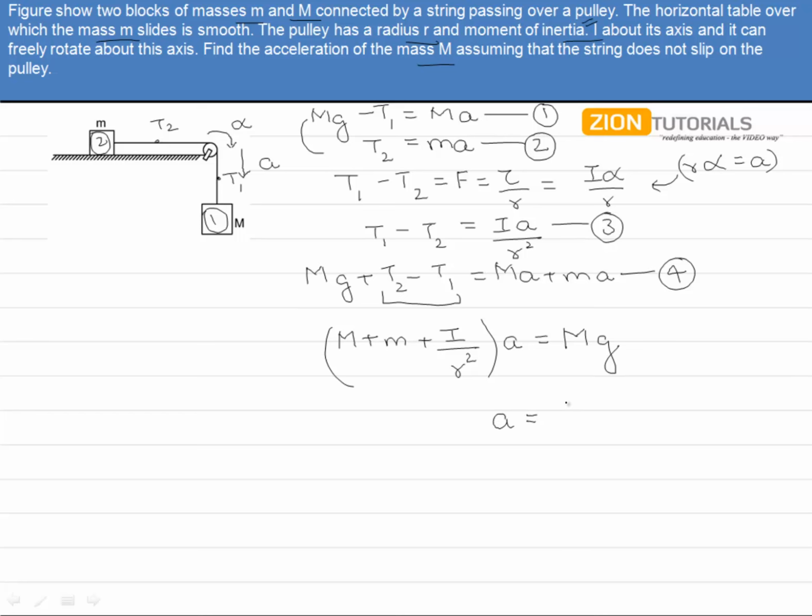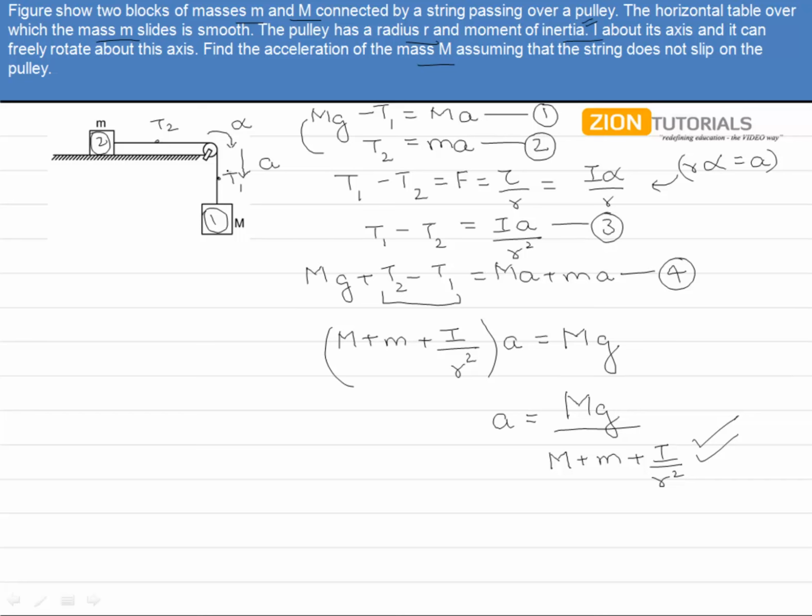giving us the acceleration to be Mg over M plus I by r square. So this is the actual acceleration with which this mass capital M is descending, or this small m is moving to the right.